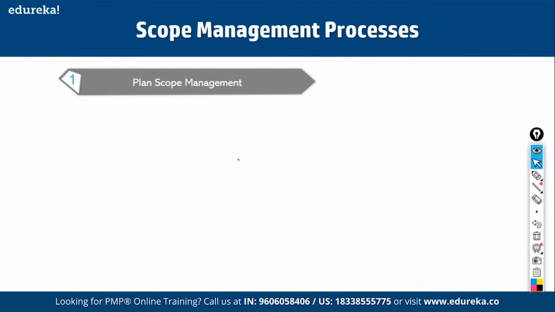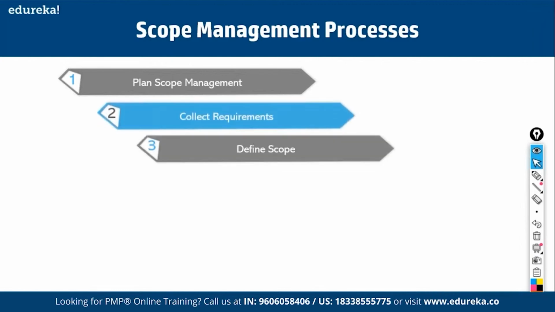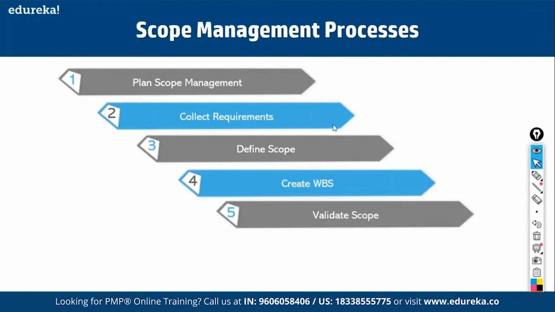So how do you plan for scope? These are all the processes we need to perform. First, we have to plan for scope management. Then we have to collect requirements. Then based on the requirements, we have to define scope. What are requirements? Requirements are what the customers expect to find in a product. Then based on the requirements, we define scope. That is, we come up with a scope statement that tells us everything that we have to deliver as part of the project.